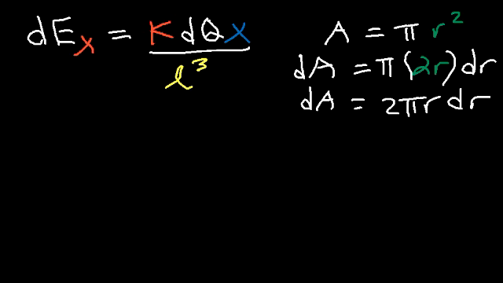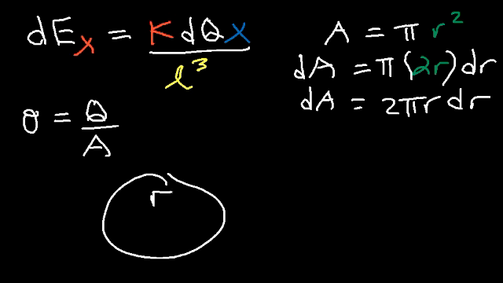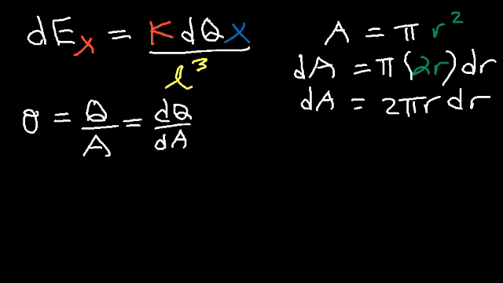Now we need to talk about sigma, which is basically the ratio between the charge and the area. So it's Q over A. And so for the small segment of charge that we had here, we could say it's equal to dQ over dA. The unit of sigma is basically coulombs per square meter.